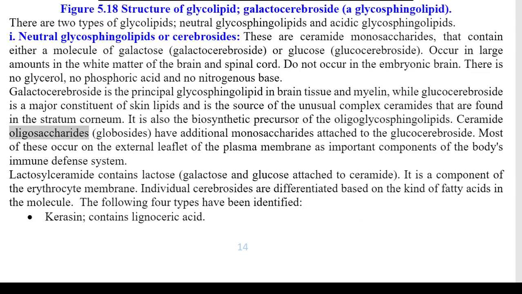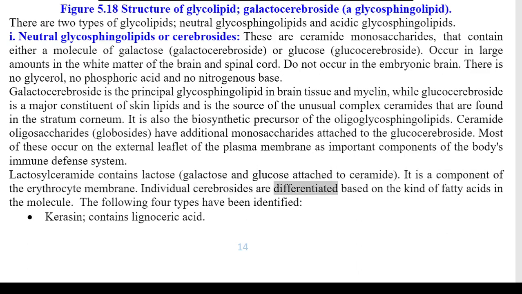Ceramide oligosaccharides, globosides, have additional monosaccharides attached to the glucocerebroside. Most of these occur on the external leaflet of the plasma membrane as important components of the body's immune defense system. Lactosyl ceramide contains lactose, galactose and glucose attached to ceramide. It is a component of the erythrocyte membrane.